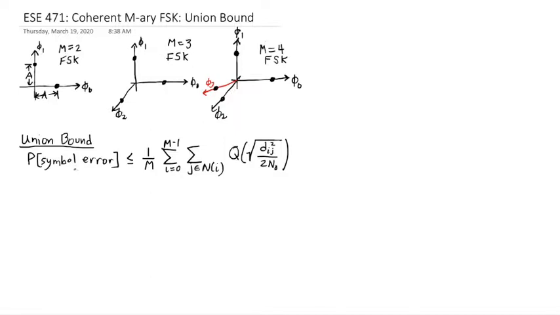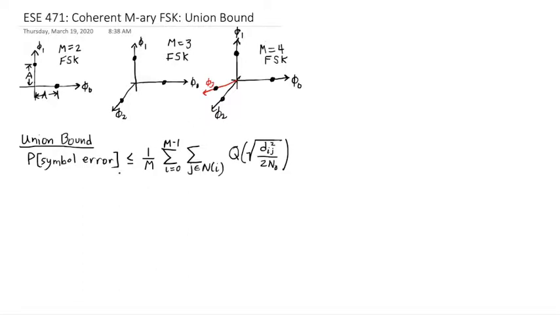Instead, I'm going to show you how to use the union bound to come up with an expression for the probability of error. I've taken the liberty of copying the constellation diagrams for FSK for m equals 2, m equals 3. And if you forgive my use of this red line as a fourth dimension, then I'm drawing m equals 4 for FSK, just to give you an idea of some of the intuition behind the math.